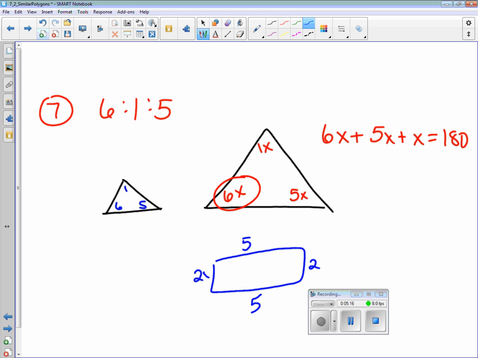Okay, and if that's the ratio, and I'm going to multiply them all by an x, I'm not sure what that x is, and you add them all up to be the perimeter, right? Jared? 16.